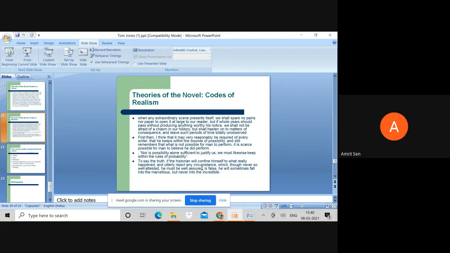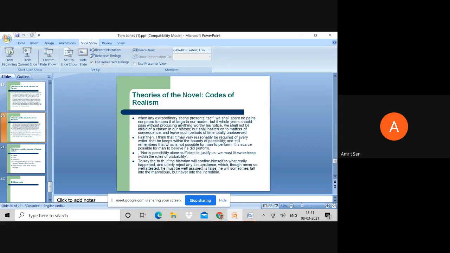And he says, if the historian will confine himself to what really happened, he must be well assured. You'll sometimes fall into the marvelous, but never into the incredible. So coincidence might be possible, but not something that is impossible. The impossible is the realm of the romance. You can have a dragon in a romance. But at no point can the realist novel allow that. There might be coincidence, as you have all seen in Fielding, in the fictions of Hardy, but it cannot be incredible.